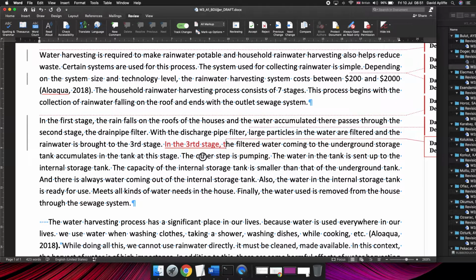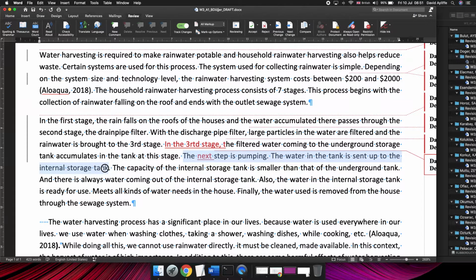The other step is pumping. The other step. I've got 2 pizzas. One is cheese. The other is meat. Okay, so when I see other, I think that there's only 2. So it's not other, it's next. The next step is pumping. Okay, too short. The water in the tank, yeah, too short. Combine these sentences.